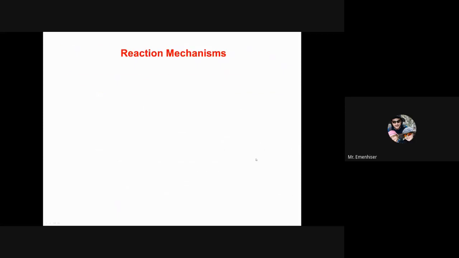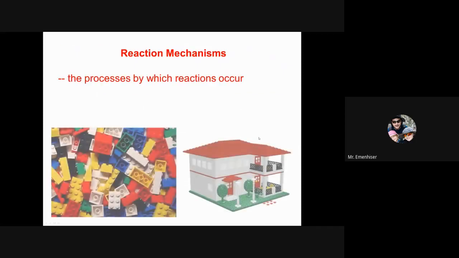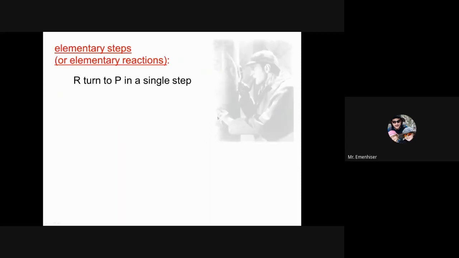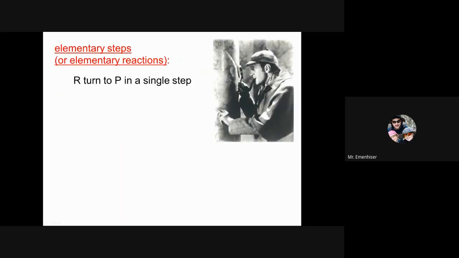Okay. Reaction mechanisms. Okay, this is the process by which reactions occur. So what actually happens from going from the reactants to the products? All right, sometimes the mechanisms are dependent on temperature. So there are each step, and so they're called elementary steps. So any one baby step in a reaction is called an elementary step.